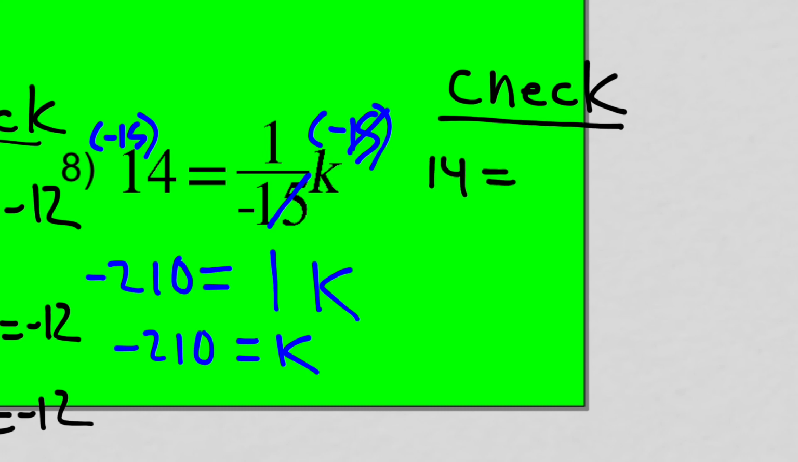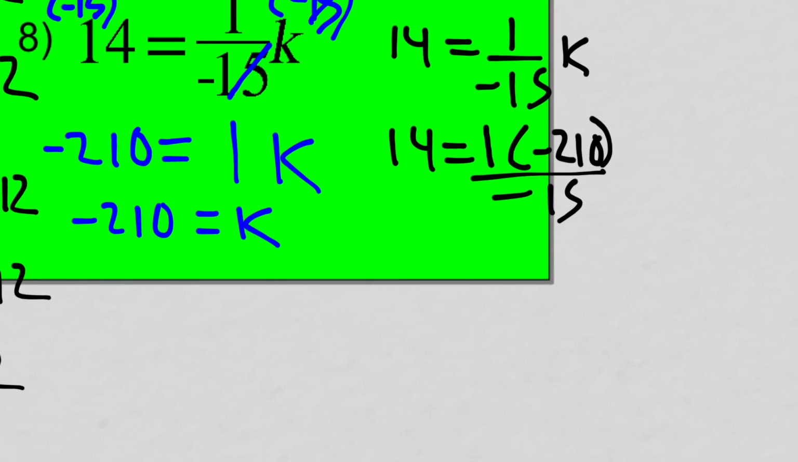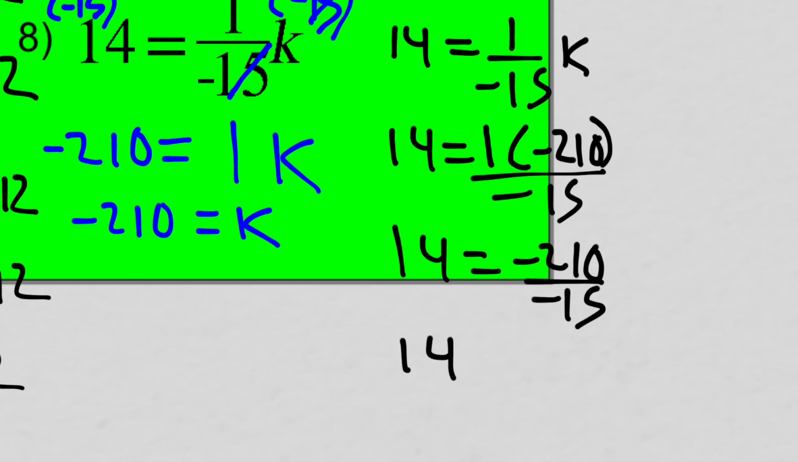14 equals 1 over negative 15 times k. That's 14 equals 1 times negative 210 over negative 15. That's 14 equals negative 210 over negative 15. And that's true. That means 14 equals 14.